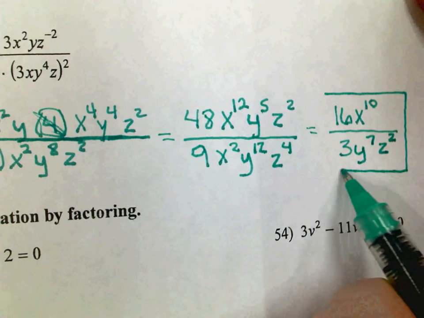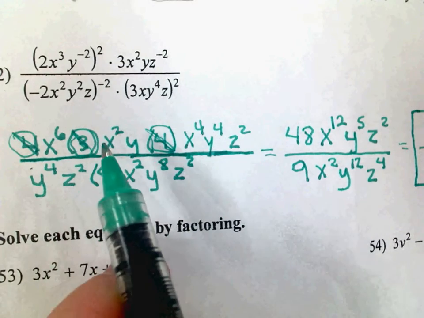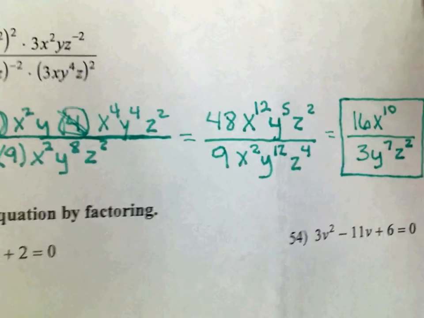Take it one term at a time. Go slow. Write each one down one at a time. That way, when you simplify, it's a lot less to look at.